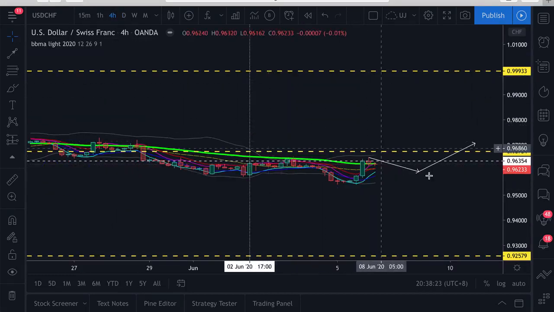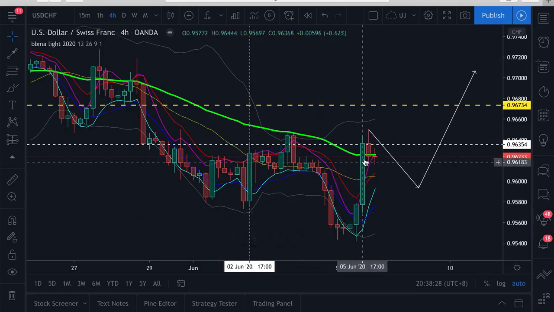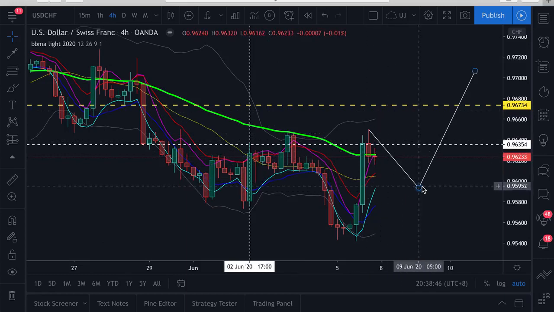On H4, we can see the price start to make a CSAK buy, and it closed above the EMA 50. This is a very strong indication. However, it does retrace back below the EMA 50. So what we expect to happen is the price is going to continue to retrace, retest up to the mid BB, and it will continue to rally.